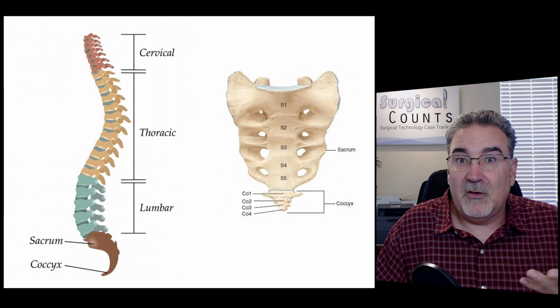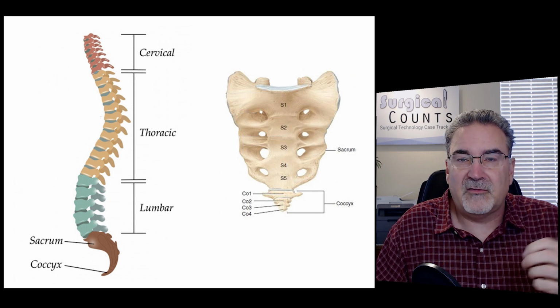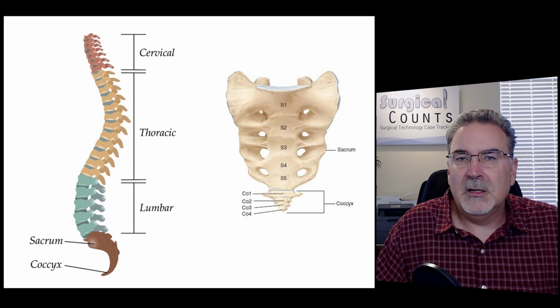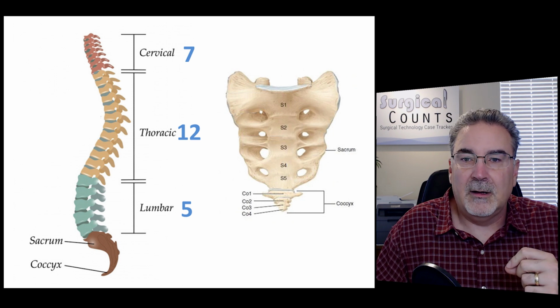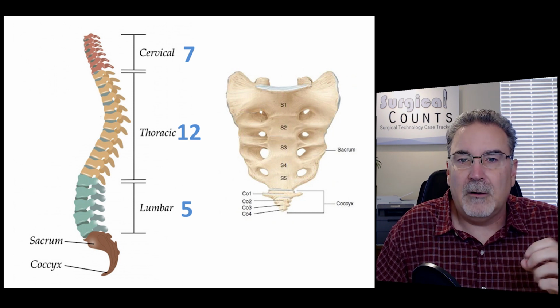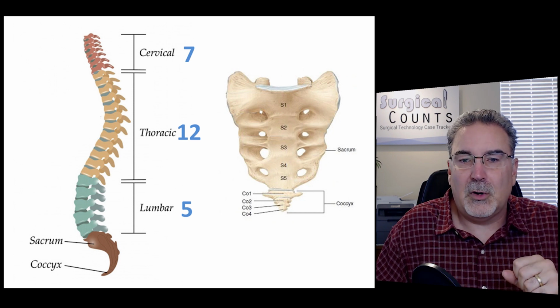And also we have 12 main ribs, and those ribs extend from the thoracic vertebrae, from those 12 thoracic vertebrae. So how many vertebrae do we have? Well, at the cervical area, we have 7 cervical vertebrae. Thoracic, as I mentioned, we have 12 thoracic vertebrae. And then in the lumbar area, we have 5 lumbar vertebrae.